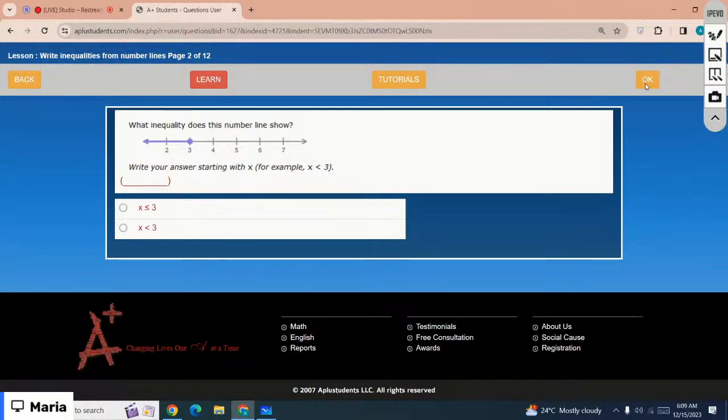You can see you have a filled in circle located on 3. Also, the arrow is pointing on the left hand side, right? So that means x is less than or equal to 3 is the solution of the inequality. The correct option is x is less than or equal to 3. Option 1 is the correct option, right?